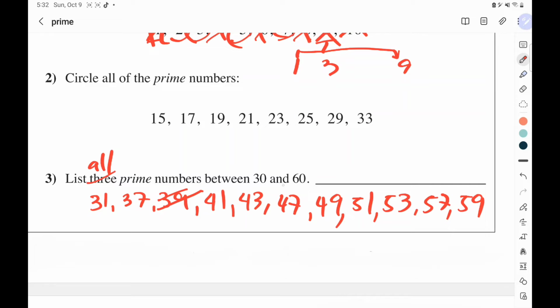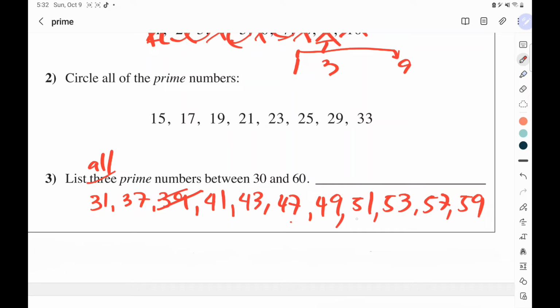Next, 41. 4 plus 1 is equal to 5, and 5 is not divisible by 3. So we can leave 41 alone. Next, 43. 4 plus 3 is equal to 7, and 7 is not divisible by 3. So we can leave 43 alone. How about 47? 4 plus 7 is equal to 11. And 11 is not divisible by 3. So we can also leave 47 alone. How about 49? 4 plus 9 is equal to 13, and 13 is not divisible by 3. That makes 49 also not divisible by 3, so we can leave 49 alone.